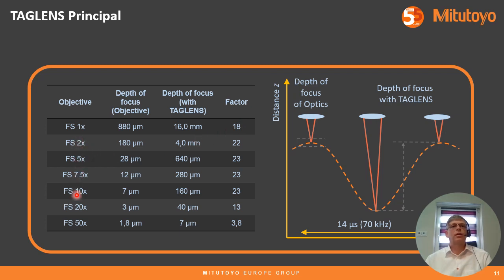Also for the other magnifications, we have a factor of 22, 23, and for the higher magnifications, it's lower but still significant. So in total, the depth of focus will be increased dramatically using the TAG lens.